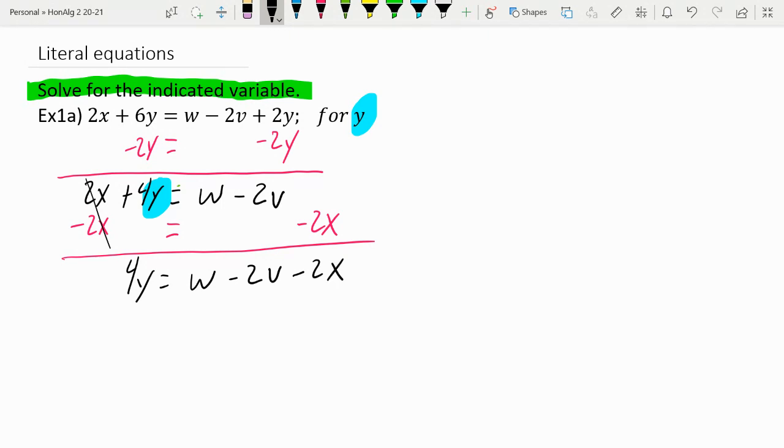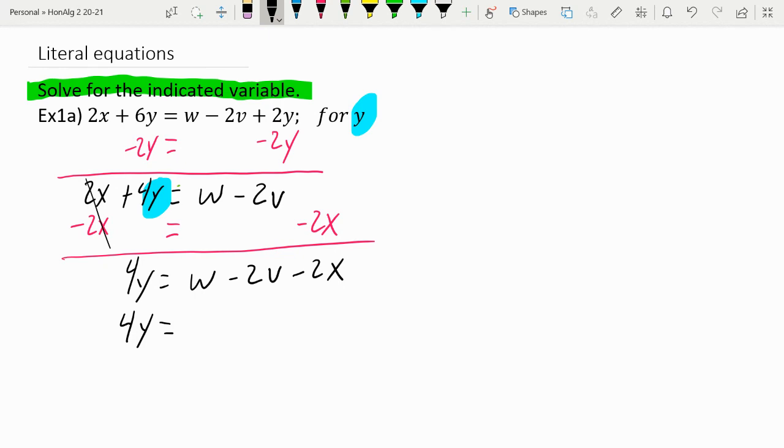Now, technically, all of these variables should be in alphabetical order. Some people don't make a big deal about that, but just know that they should be in alphabetical order. So we could technically rewrite this and say 4y is equal to, and if I know my ABCs, well, wait, are they already? Ah, screw it. We're done.